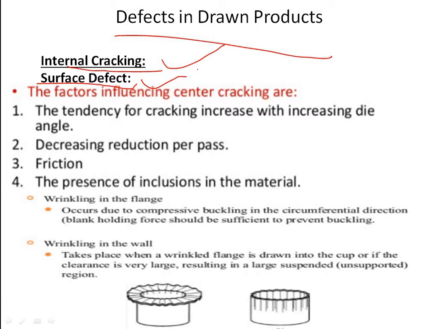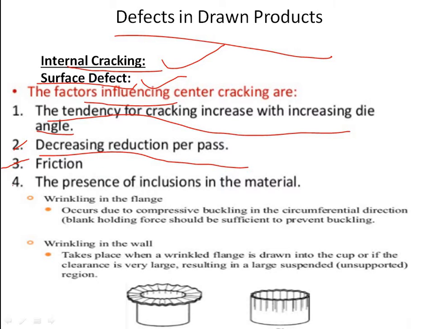Next, the factors influencing center cracking. First, the tendency for cracking increases with increasing die angle. Second, decreasing the reduction per pass. Third is friction. And fourth is the presence of inclusions in the material. Wrinkling in the flange is also a defect.